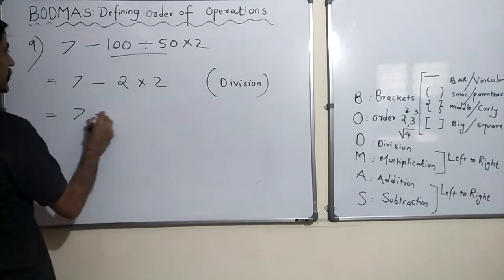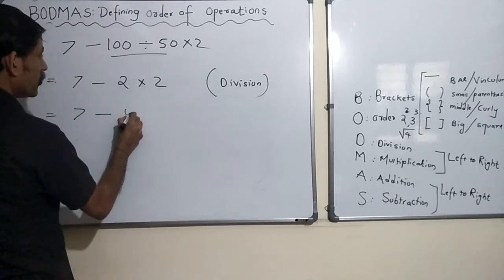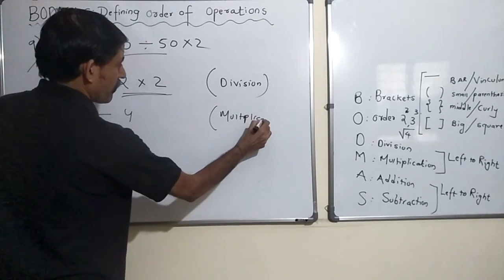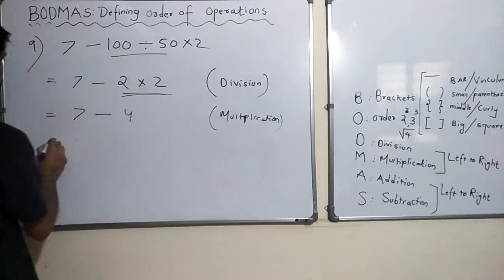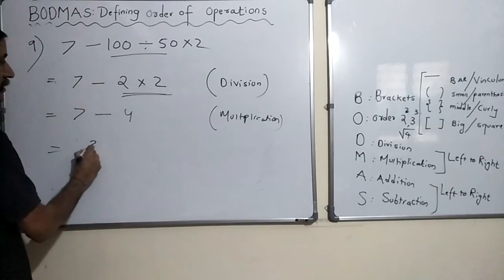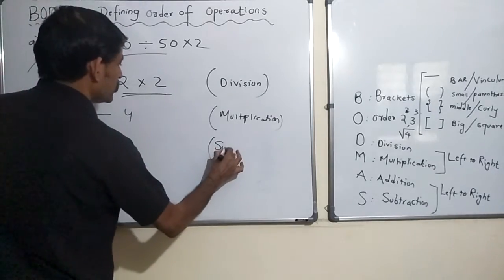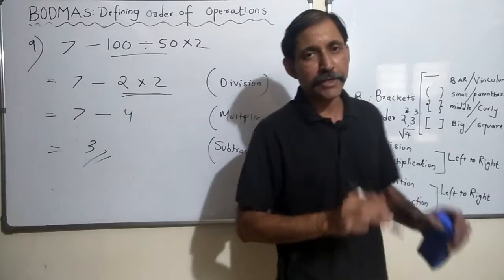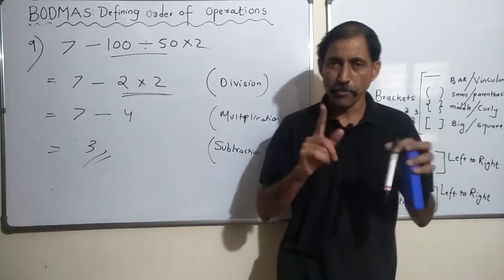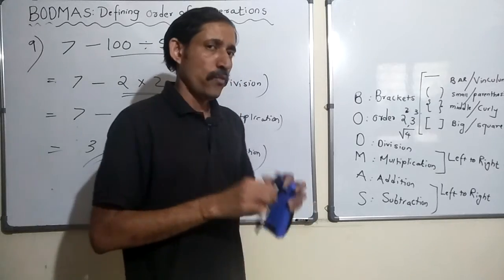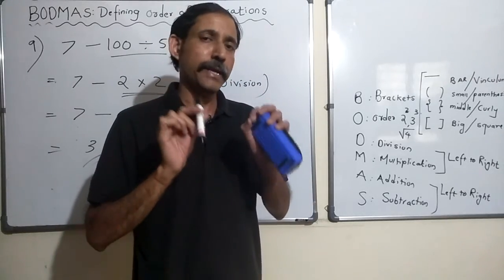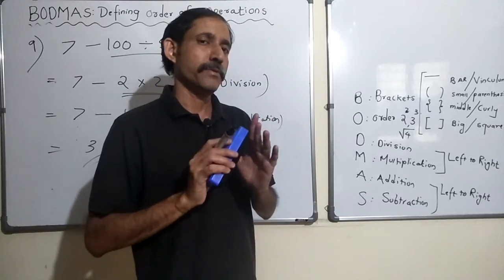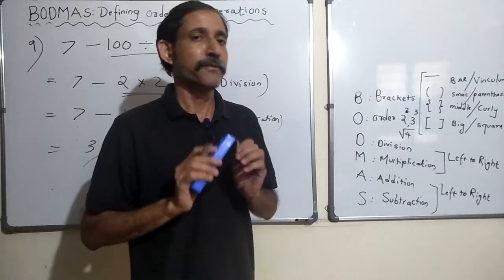Then 7 minus 2 into 2, 4. Multiplication, more priority. Seven minus 4, 3 is the answer. I did subtraction. Great. So that brings me to the end of the lecture, and I hope you have understood. Now, whenever you go ahead and solve any mathematical expression, just keep this in mind. Okay, and I'm sure you will always have the right answer.